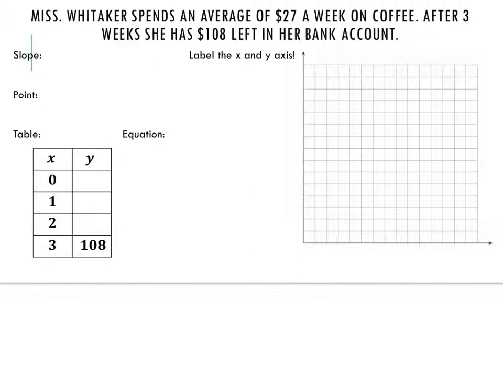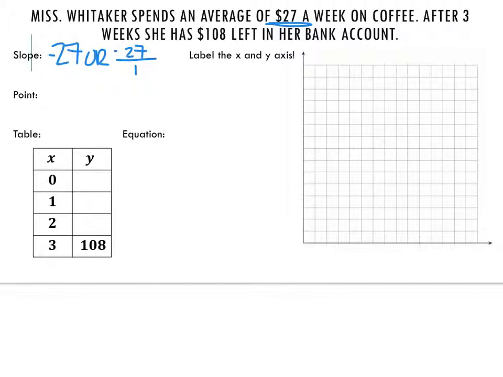So the first thing we have to identify is the slope. What is the thing that's happening every single week? Every single week, I'm spending about 27 bucks on coffee. So I'm losing $27 a week. So negative 27 is my slope. Okay, that looks terrible. Let me write that again. So negative 27 is my slope, or negative 27 over 1. I lose $27 every week.